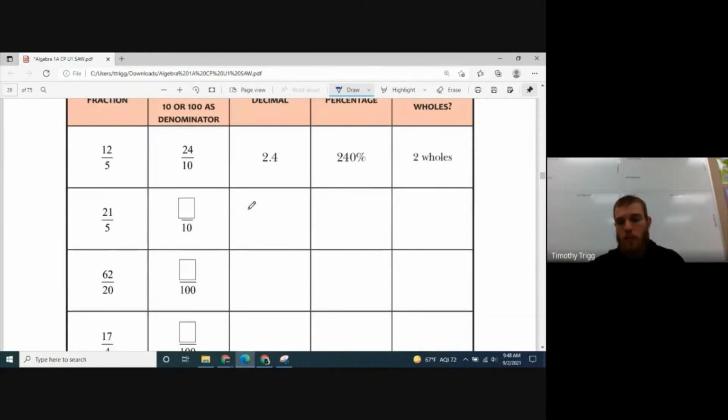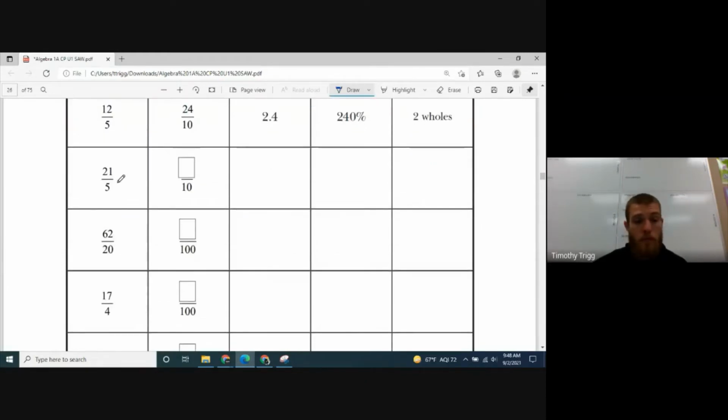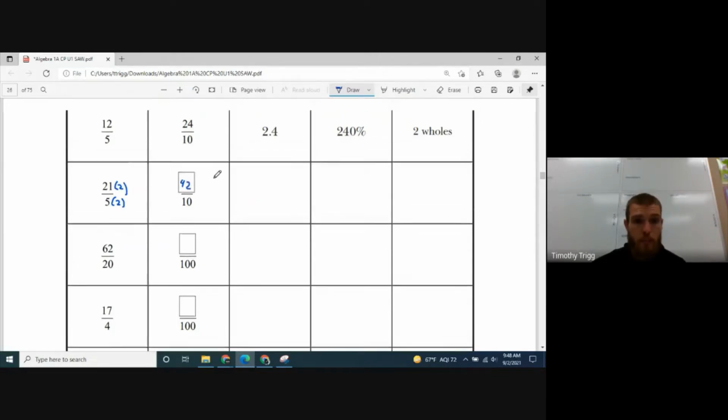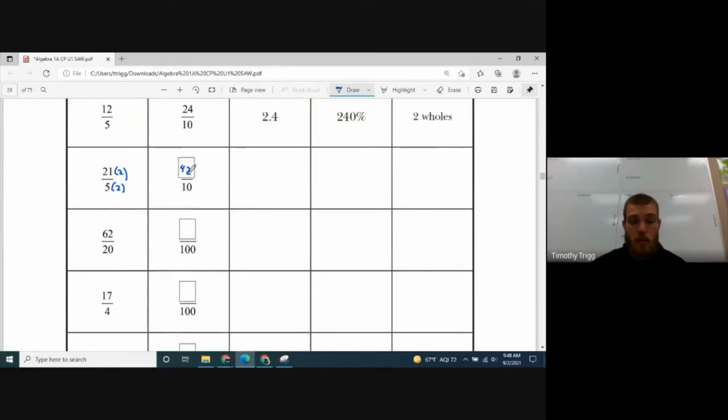These are all very similar to what we did before, but these ones all have answers that are greater than 1, right? Because notice the numerator for this example here is greater than the denominator. So this will have a value greater than 1. But you do it very similarly. So 5 times what to get 10? Well, 5 times 2 to get 10. So you multiply the numerator also by 2. That gives me 42 out of 10. To change this to a decimal, this would be 4.2.